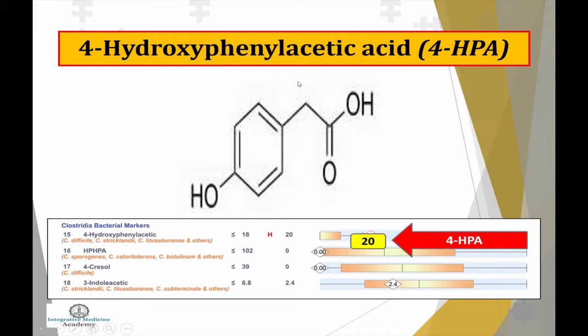This particular marker or chemical is produced by C. difficile, but it's also produced by other Clostridia as well.